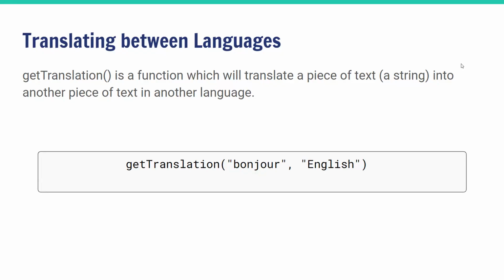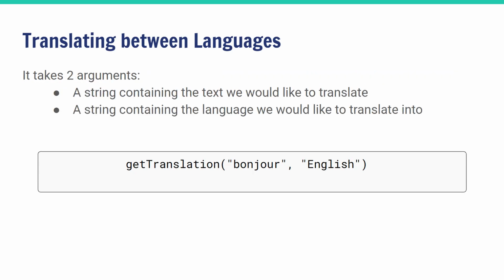getTranslation is a function that will translate a piece of text or a string into another piece of text in another language. The function has got two arguments. The first one is the string containing the text that we would like to translate, and the second argument is another string containing the language that we would like to translate that first string into.